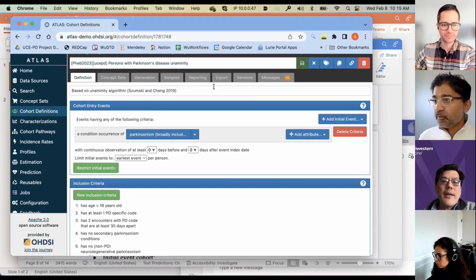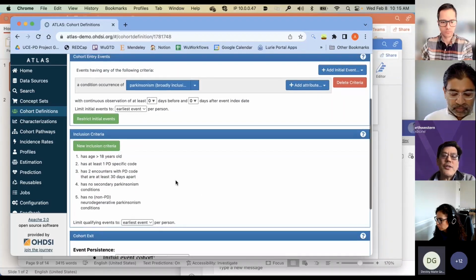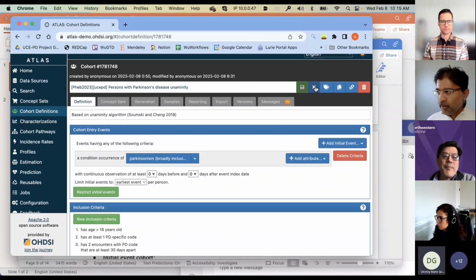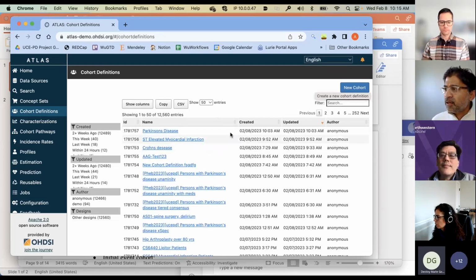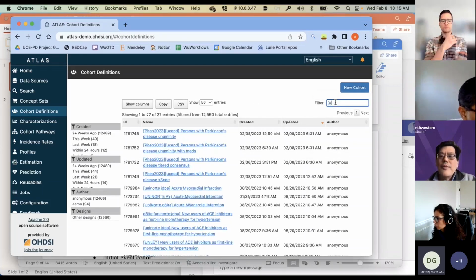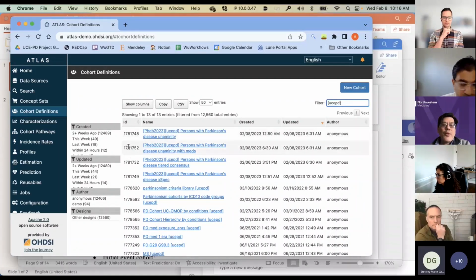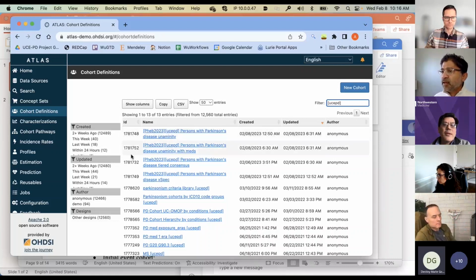Right. Okay. Yeah, these are, I think, ready to go. This is the version that does not have the medication criteria. So I think it's all set. Okay. So should I go on to the complicated one? Yeah, so let me, okay. What was the ID number in Atlas demo? Yeah, of the first one, the unanimity, the core one is 1781748. Okay, so I'm copying that over.